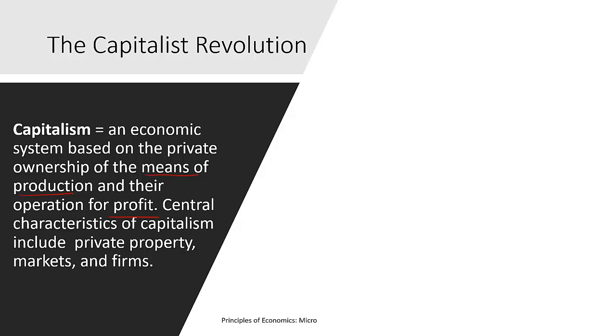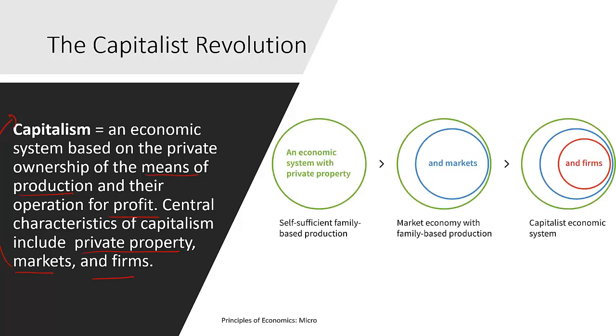And some of the central characteristics of capitalism are private property, markets, and the firms. So all these three institutions work together to make capitalism a success. So let's try to understand this. So this is economic activity with private property. Now private property existed for a long time, but that was a self-sufficient family production system, that you own your own production system, which was not very efficient.